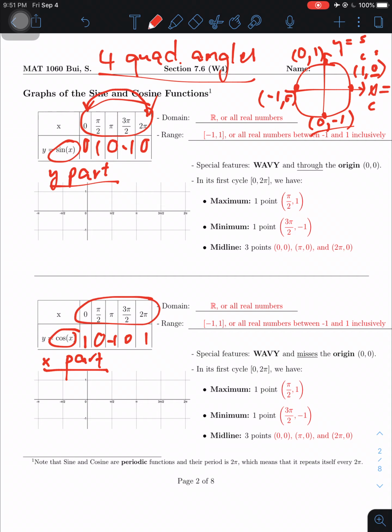Okay, so let's plot them out, right? The first one, we have the first pair 0 and 0, which is right here, right? The second pair, at pi over 2 we have 1, which is up here, and at pi we have 0 down here, and then at 3 pi over 2 I have -1, and for 2 pi, up here, right?